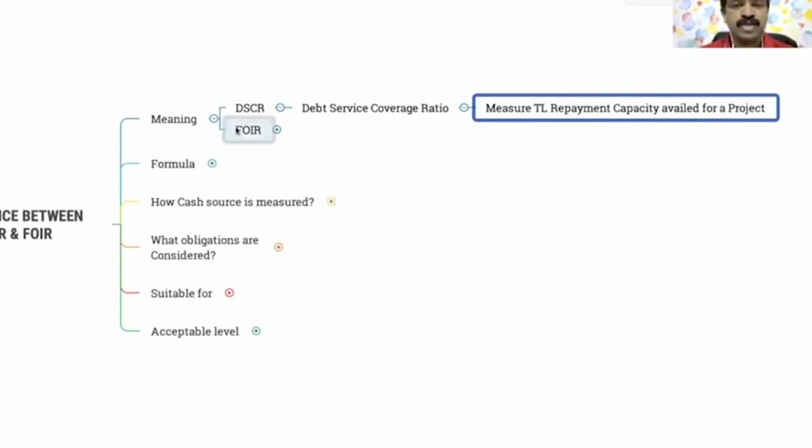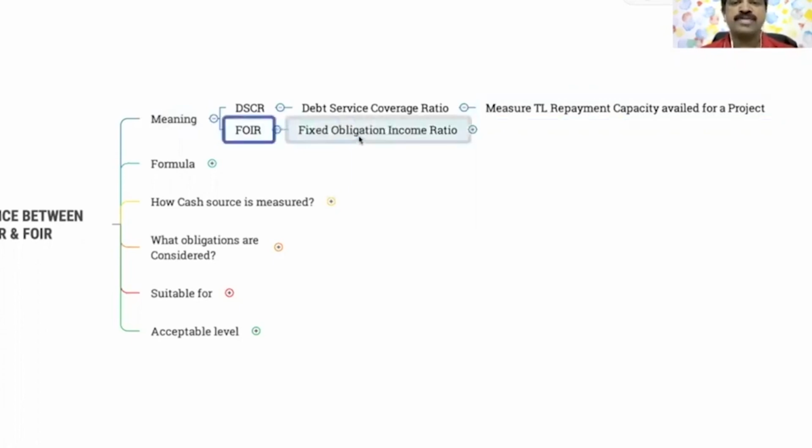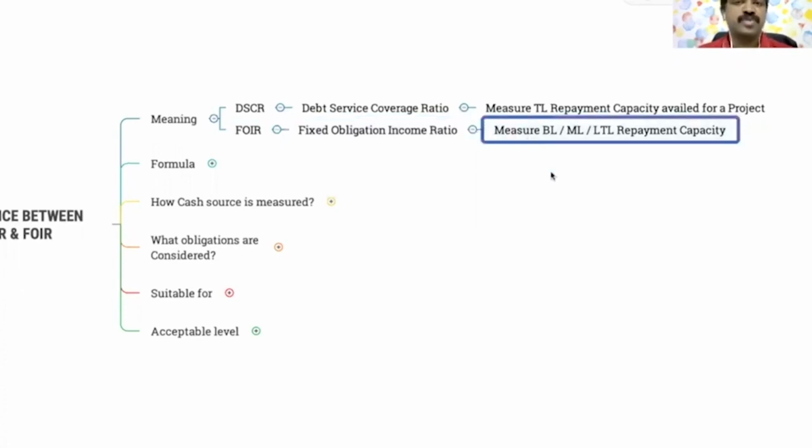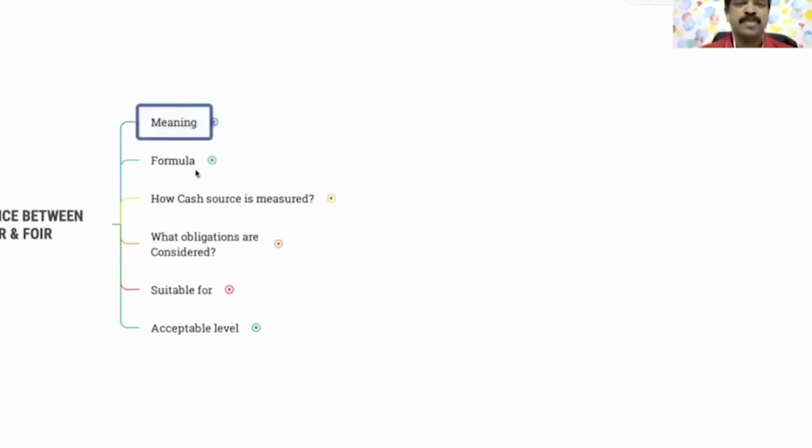Then what is FOIR? FOIR stands for Fixed Obligation Income Ratio. And here also the bank is going to measure the repayment capacity of the borrower with reference to a business loan, a mortgage loan, or a long-term loan. But both the ratios basically measure repayment capacity. Okay, what is the formula that is used in these ratios?